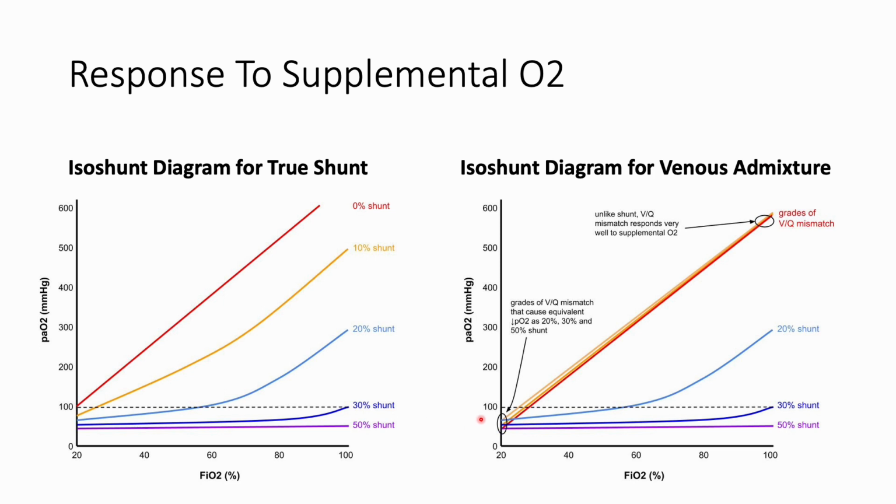On the other hand, we might have a degree of VQ mismatch which causes the same degree of hypoxemia as a 50% shunt while breathing room air, for example. But once we administer supplemental oxygen, we can see that it responds very well. Why does VQ mismatch respond to giving supplemental oxygen? As long as in the low VQ units the ventilation is not zero, then it is going to be exposed to that increased FiO2 and it will improve the alveolar PO2 in those low VQ units. And this is why VQ mismatch responds well to supplemental oxygen.